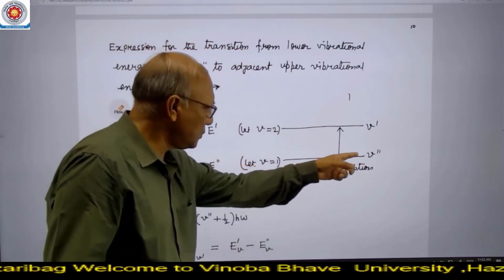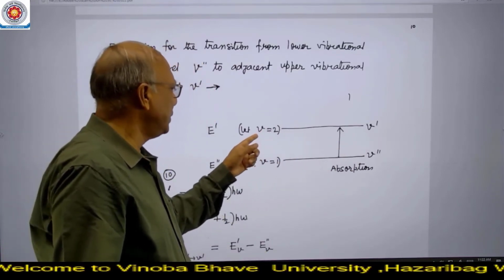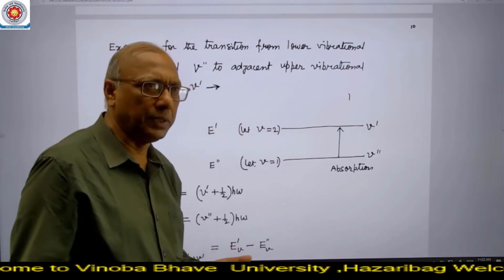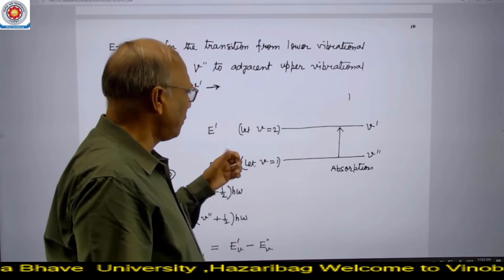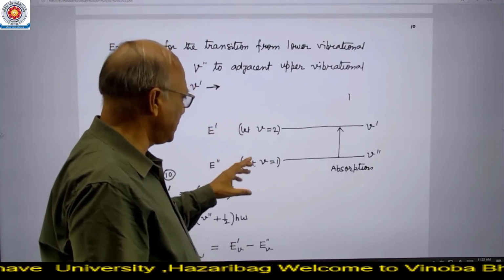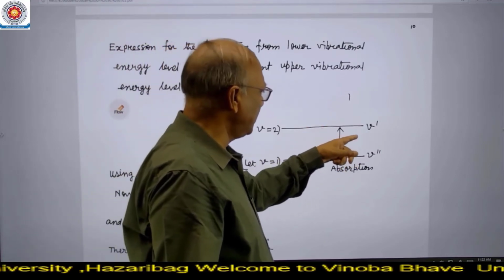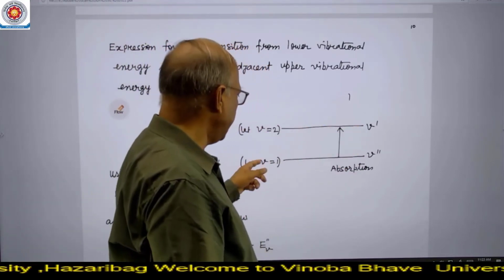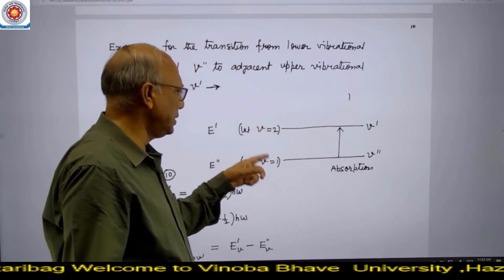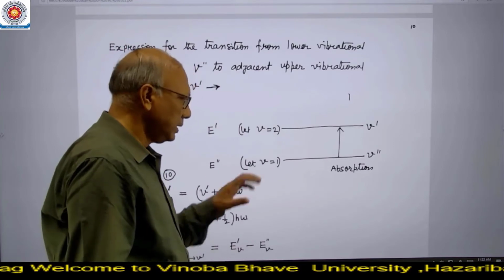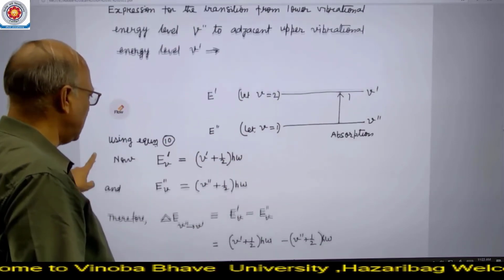Let this lower energy level be V equal to 1 and this V equal to 2. This is not always so; here we have taken it for our convenience, for example. It is V equal to 1 and V equal to 2, a lower energy level and an upper energy level. It may be V equal to 2 and V equal to 3, or V equal to 3 and V equal to 4. Then both are adjacent to one another.